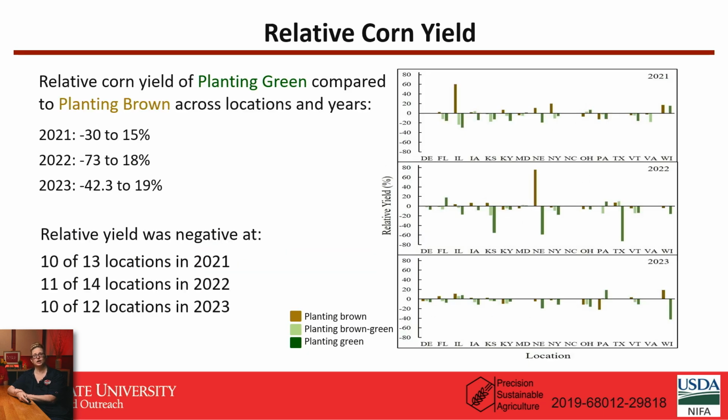Another thing we looked at was corn yield. So we looked at relative corn yield, and for the figure that's here, what we did is we looked at planting green compared to planting brown specifically. What we found is, again, there was a wide range of relative corn yield across the locations and the years. However, one trend was that relative yield was negative at the majority of locations for all of the years. And that just means that planting green had lower yield than planting brown.